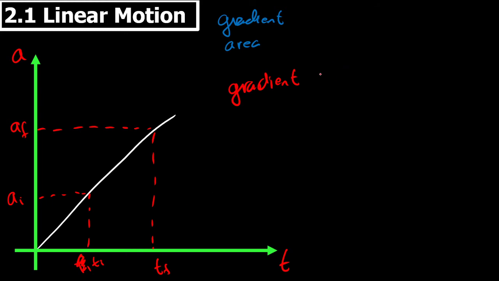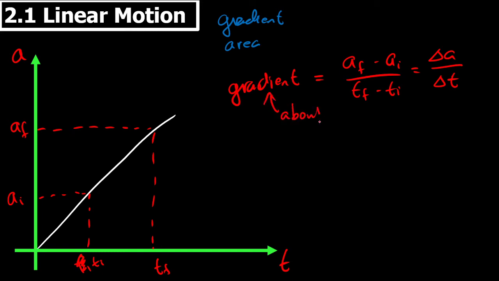Okay, so when we talk about gradient, we'll be taking the difference between AF and AI, and TF minus TI. So what we can see is that delta A over delta T. What that means is that when we talk about gradient, it is the y variable, so y variable being A, divided by the x variable. Okay, so gradient is about division.